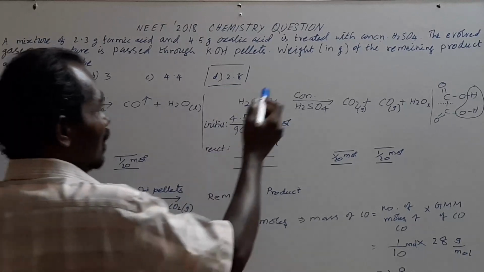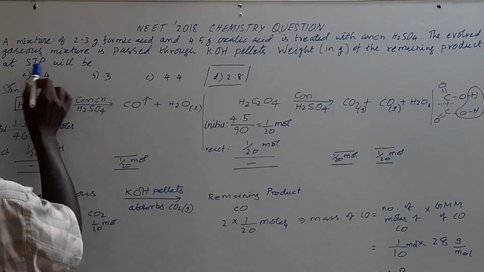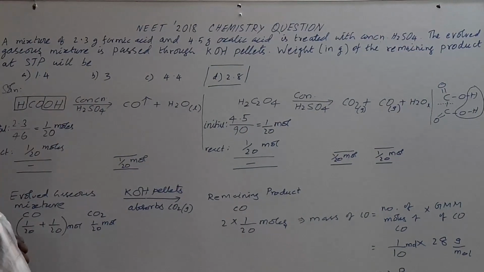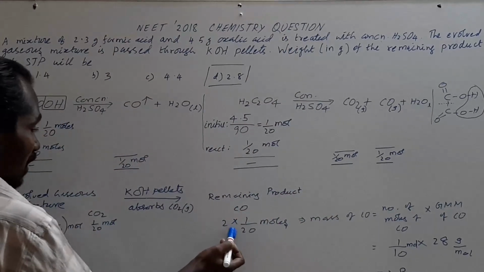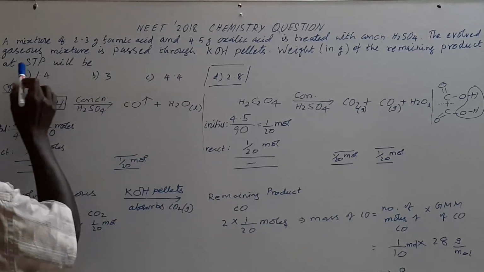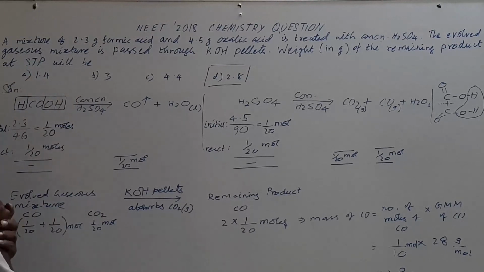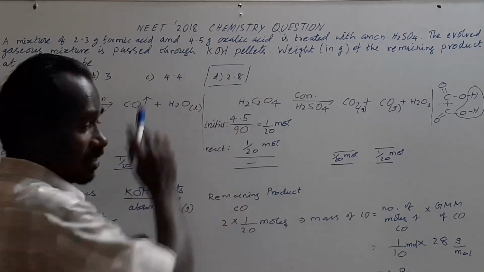Next, in this question, weight in grams of the remaining product at STP. STP means standard temperature and pressure. They are asking for mass. What we are getting here is moles. Converting moles into mass, we need not require any STP condition. STP condition is not required, so it is extra data. This is the answer for this question. It is completed.